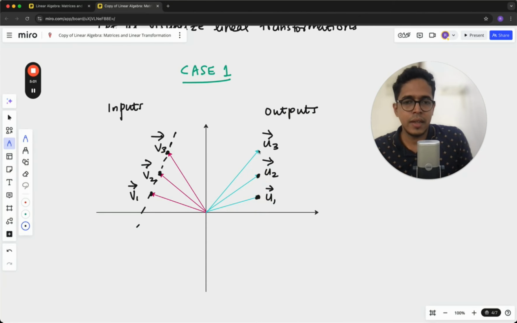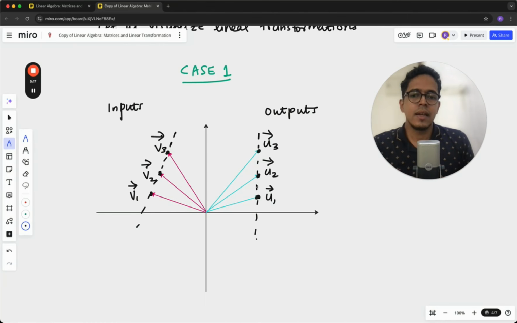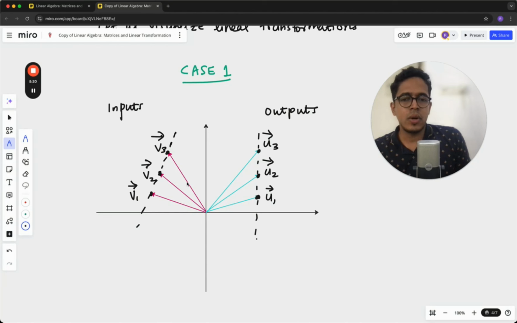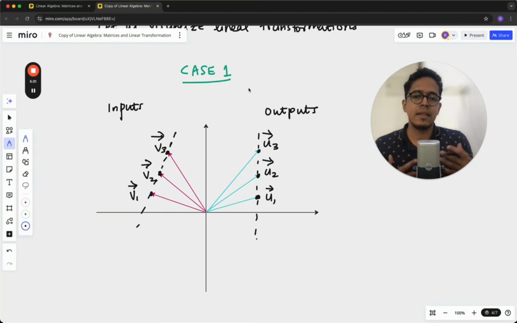V3 becomes U3. So the new tip is this. And you can see that the modified tips are also on a straight line. So this straight line got transformed into this straight line. So the lines are staying as lines. And on top of that, the origin has not moved. The transformed vectors as well as the input vectors have the same origin, which is 0, 0 on the coordinate system. So in this case 1, we can see that this is essentially a linear transformation.